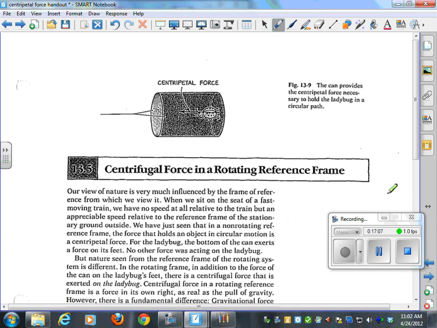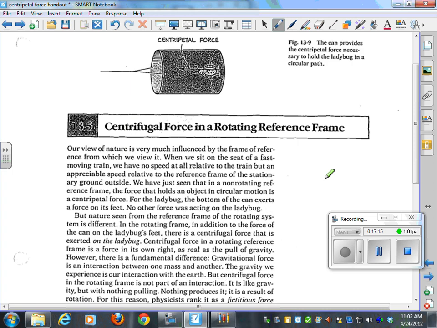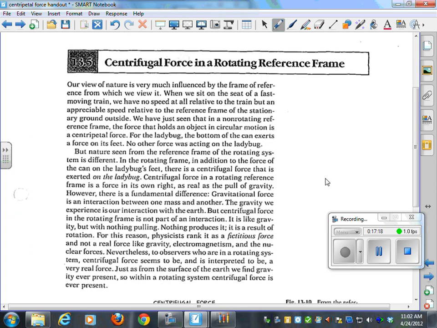Centrifugal force in a rotating reference frame. Now, what if we go on a field trip inside the can? Well, because we're the Magic School Bus. Our view of nature is very much influenced by the frame of reference from which we view it. It all depends on your point of view, in other words. When we sit on the seat of a fast-moving train, we have no speed at all relative to the train, but an appreciable speed relative to the reference frame of the stationary ground outside.